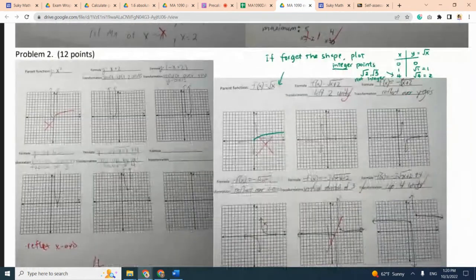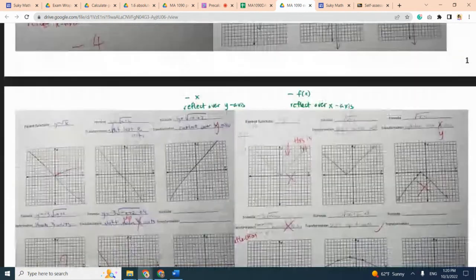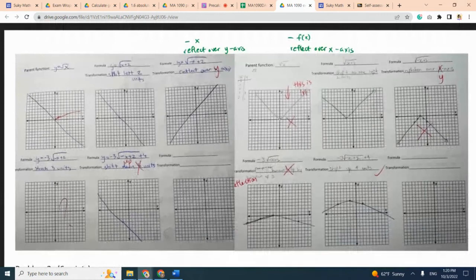Second problem. Some of you put x squared. This is a graph of the reciprocal, 1 over x. Some of you put the line, some of you put the absolute value, so some points were off. If you don't remember the shape, plot some points.